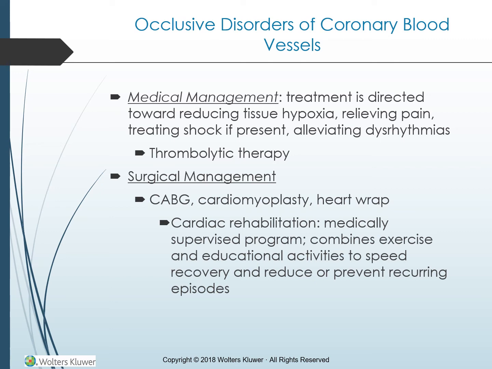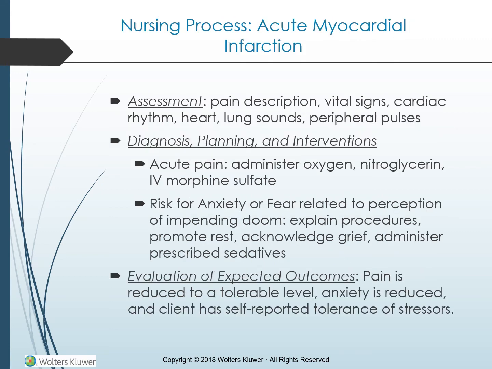Medical management treatment is directed to nursing assessment of an acute MI. You need to get the description of the pain, when it started, give a 0 to 10. Also, a pain description of where it travels, if it travels at all in the body. You need the vital signs. You need a cardiac rhythm. You need heart and lung sounds and peripheral pulses.